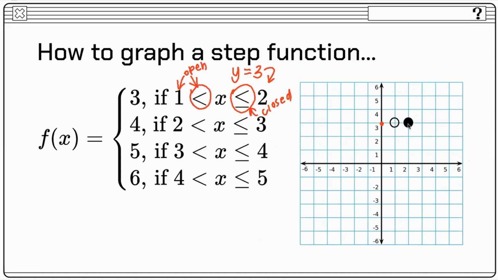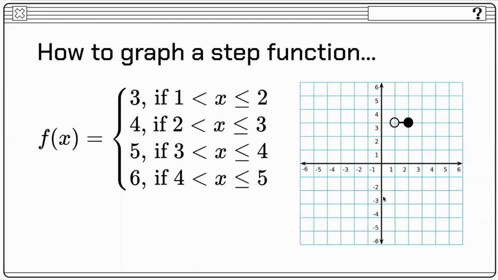And then remember, with compound inequalities, you just want to go ahead and connect your 2 points. So if you see here, this is your horizontal line, y equals 3, except it's only graphed when 1 is less than x is less than or equal to 2. And from there you can go ahead and graph the rest of your linear equations.